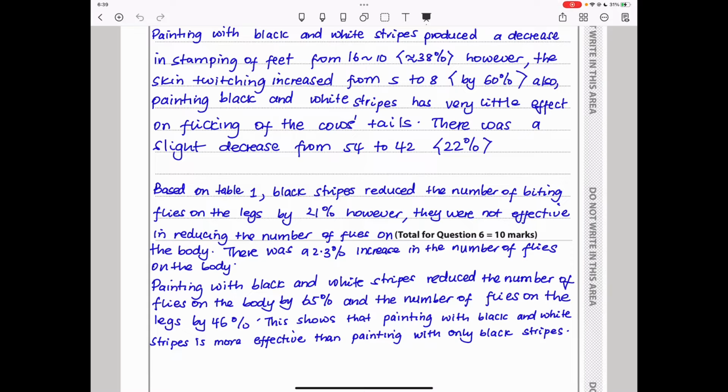And lastly, when you paint with black and white stripes, it reduced the number of flies on the body by 65% and the number of flies on the legs by 46%. This shows that painting with black and white stripes is more effective than painting with only black stripes. So in this case, we can see there is effectiveness based on the results from table 1, and also based on some of the results, we can see it creates better results.